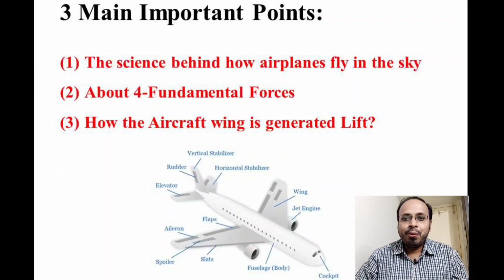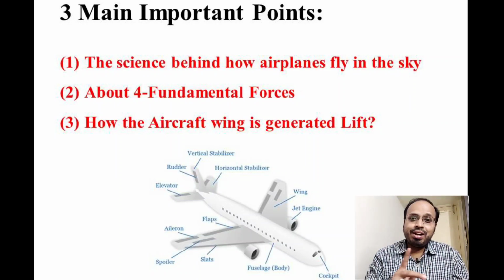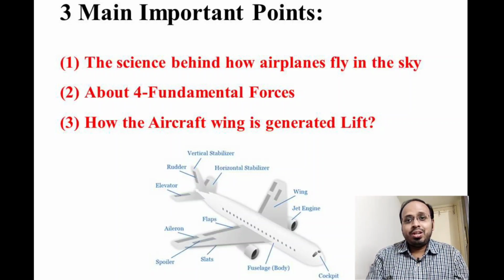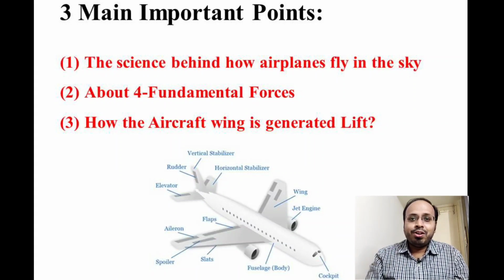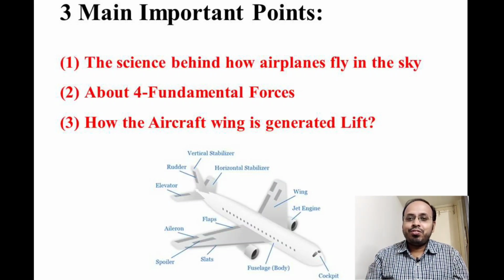Main important points. The first point, the science behind how the airplane is flying in the sky. Second point, the four fundamental forces. And third point, how the airplane wing generates lift. All three points are going to be explained at a very basic level, not a very high-level, so you understand how the airplane is flying in the sky. So let's start with the first point.